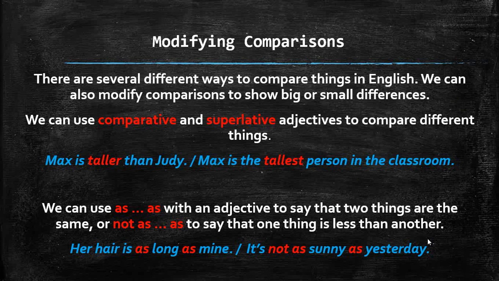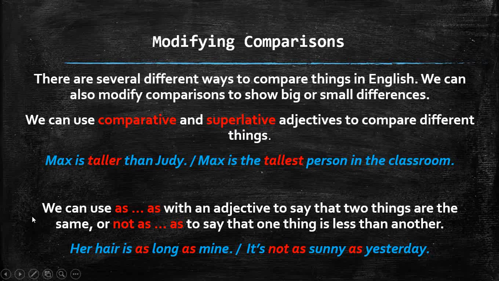There are several different ways to compare things in English. We can also modify comparisons to show big or small differences. We can use comparative and superlative adjectives to compare different things. We can say Max is taller than Judy, and here we are using a comparative adjective. Or we can say Max is the tallest person in the classroom, and here we are using the superlative adjective.